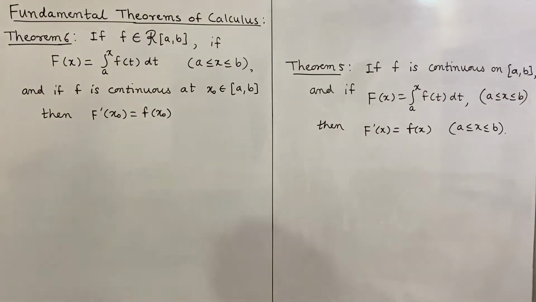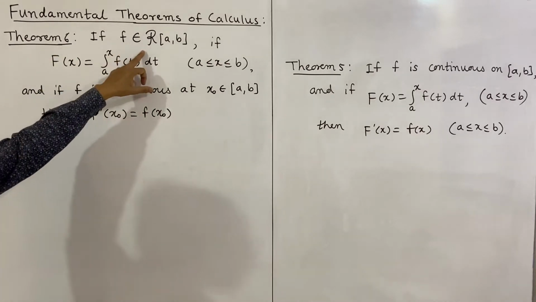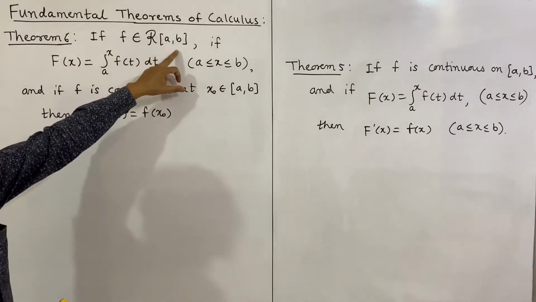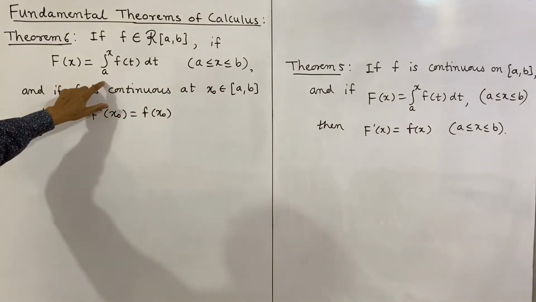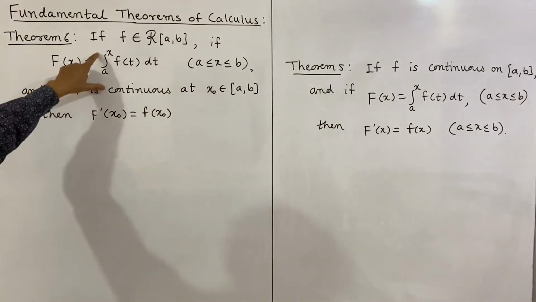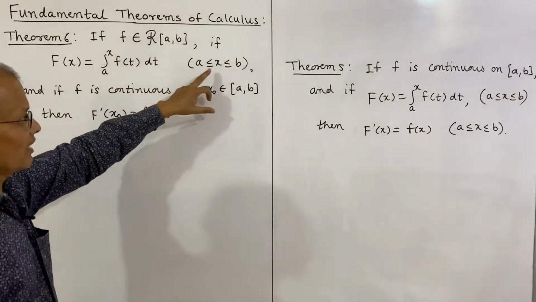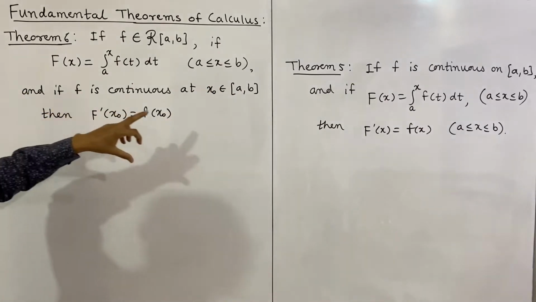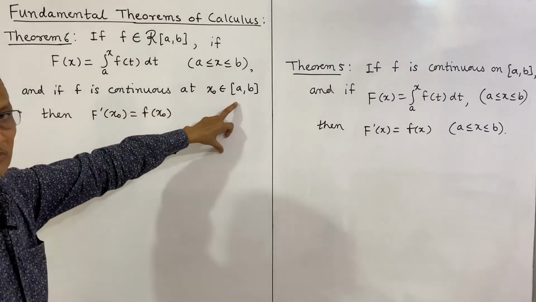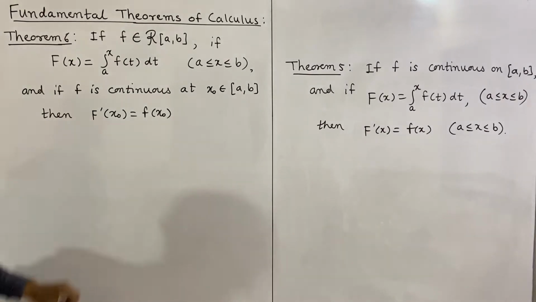Now, we see what is theorem number 6. If f is Riemann integrable over the closed bounded interval [a, b], and if capital F of x is equal to the integral from a to x of small f of t dt, x lies in the interval [a, b], and if f is continuous at x naught belonging to the closed interval [a, b], then F dash at x naught is equal to f of x naught.